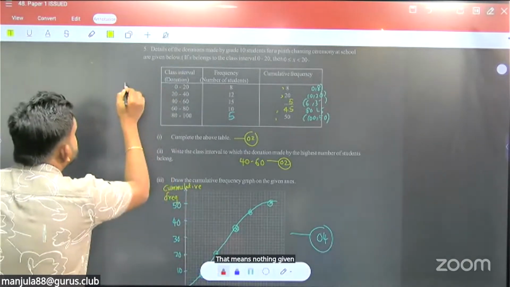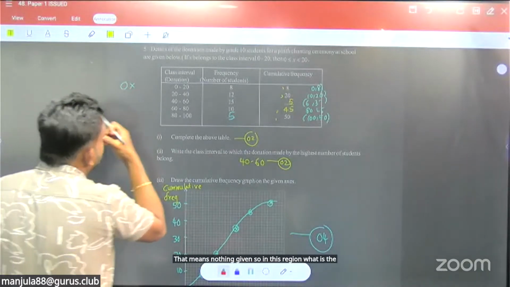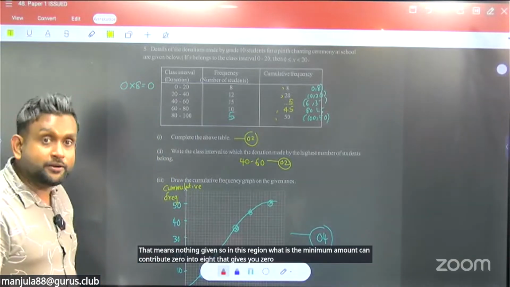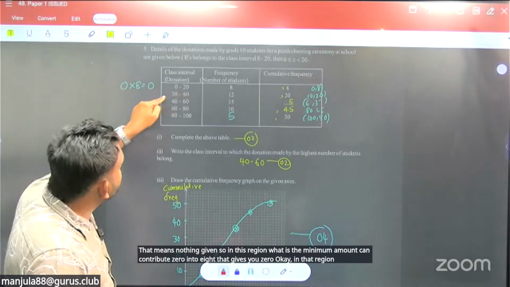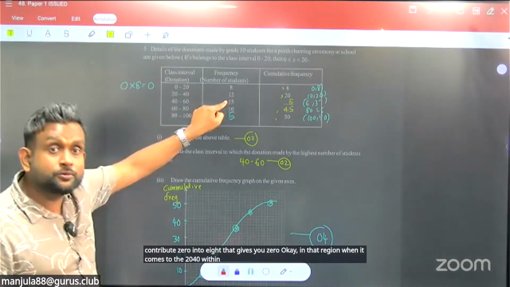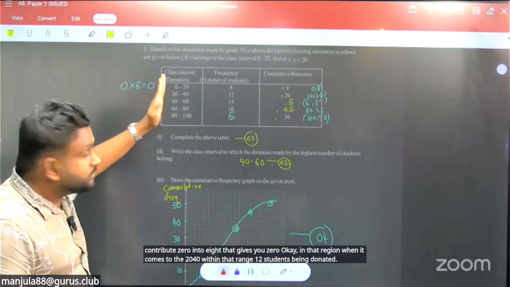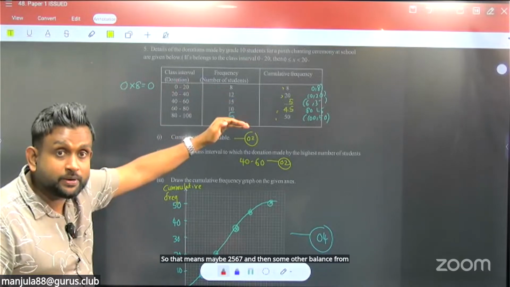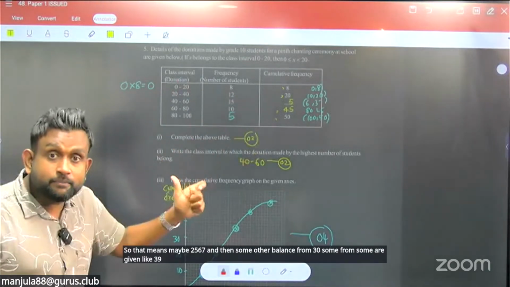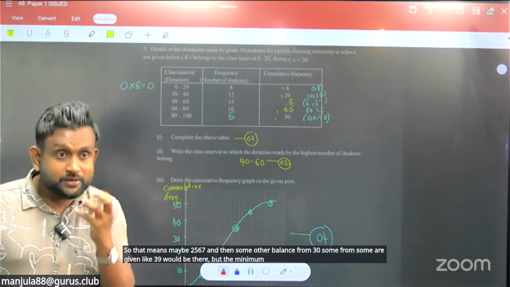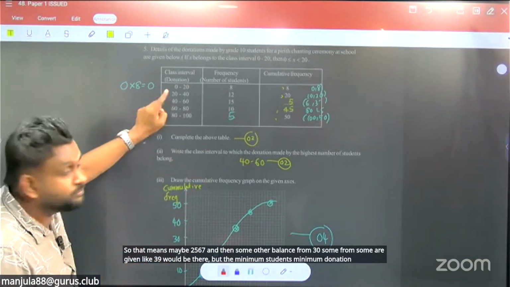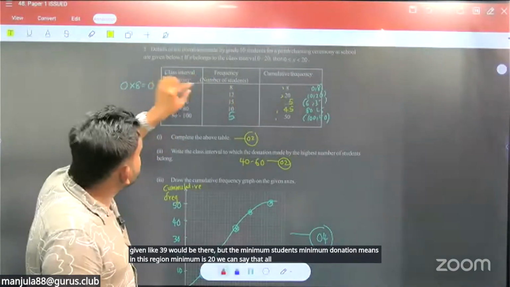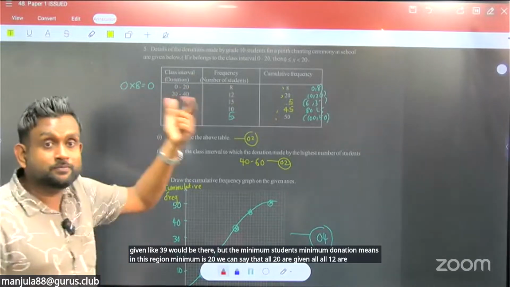So in this region, what is the minimum amount that can be contributed? 0 into 8 gives you 0. In the 20 to 40 range, 12 students donated. That means maybe 25, 26, 27, and some others like 39. But the minimum donation in this region is 20. We can say that all 12 are given as 20 donations.